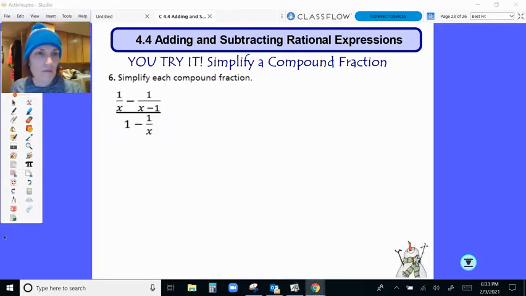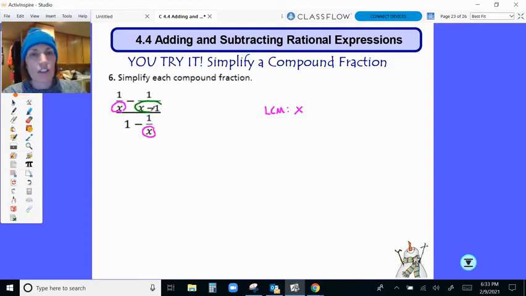Okay, so this is a little bit of a tougher one. So I wanted to give you one of these harder ones to kind of look at. So what we have here, first of all, is an LCM. We have the x's in common over here. So if we have our LCM, we have an x, and then we also have this x minus 1 that we need to include. So x times x minus 1. That will be our LCM.